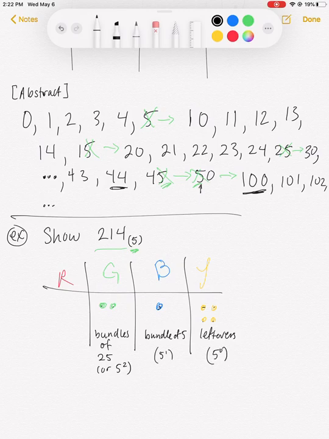Okay. And there were no red objects. I didn't have any places over here where there are bundles of 125, or 5 to the third. So I'll put 5 to the third here, just as a reminder. All right. Okay, so that's base 5.